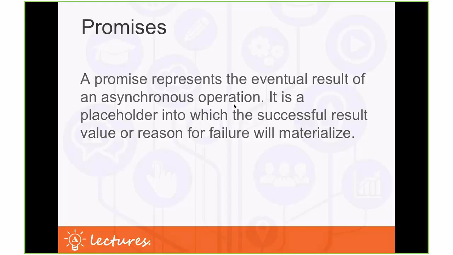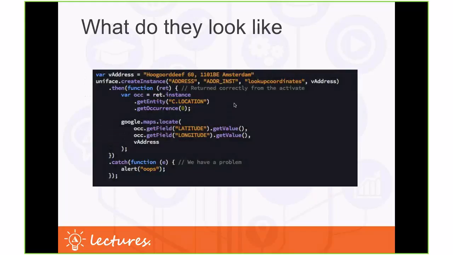A promise represents the eventual result of an asynchronous operation. It is a placeholder into which a successful value or reason will materialize. What that actually means is that after a create instance or an activate from within the Uniface API, and here we have an example of create instance, we can then follow that up with a .then. The create instance will return a promise. The .then will be executed by that promise when the asynchronous call has been completed.